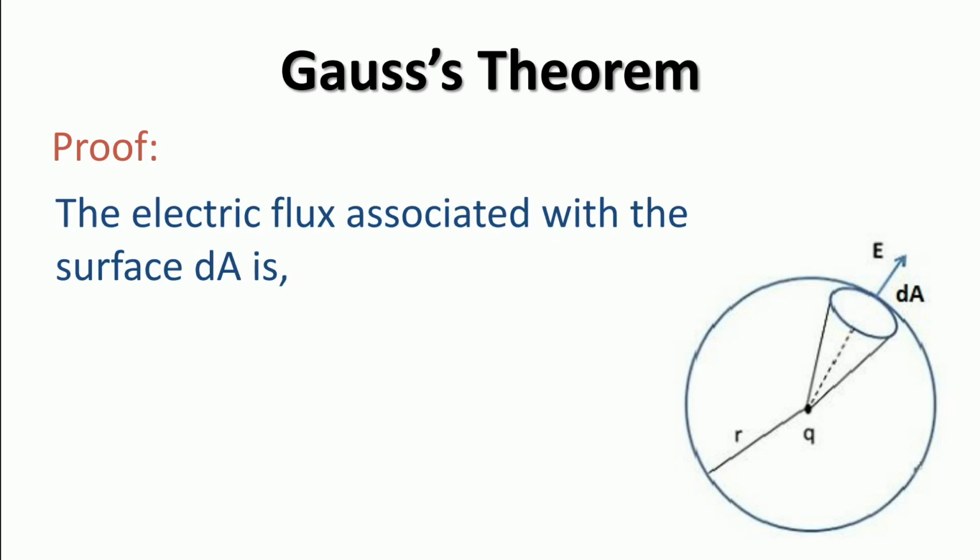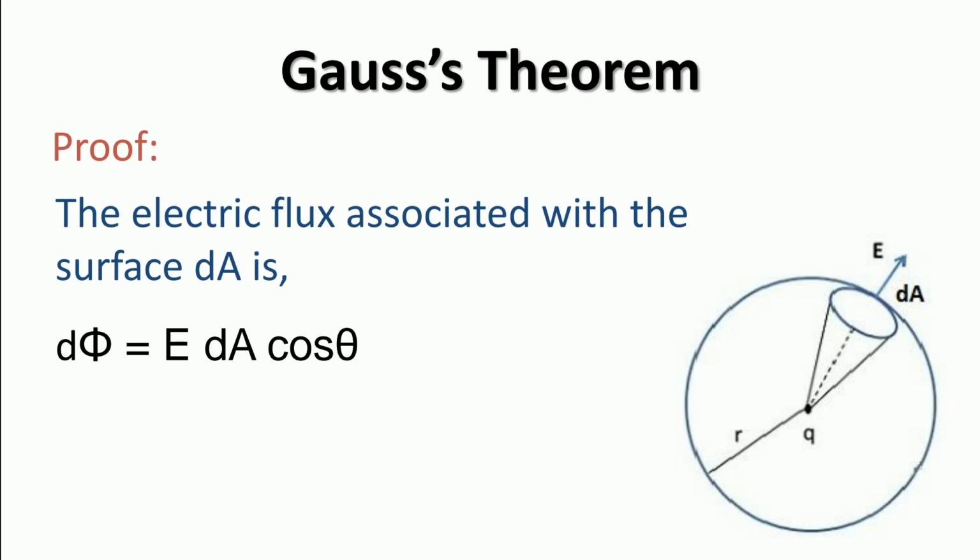Now, we have to find out the electric flux associated with this small surface dA. The electric flux associated with this small surface will be given as: d phi is equal to E dA cos theta. As we know, the formula for phi is equal to EA cos theta. But if the surface is small, then we need to take the small flux d phi, which will be given as d phi is equal to E dA cos theta.